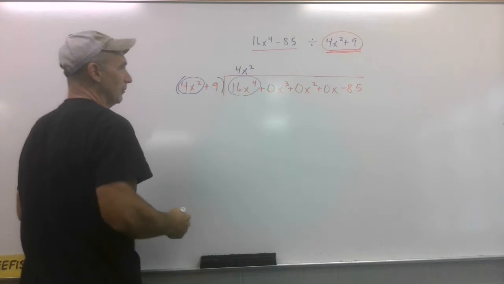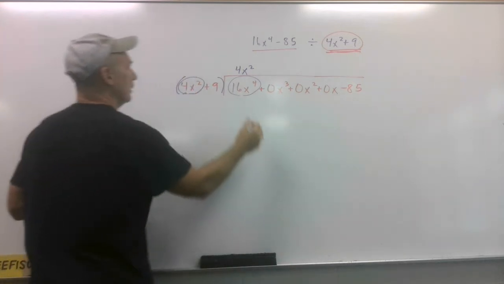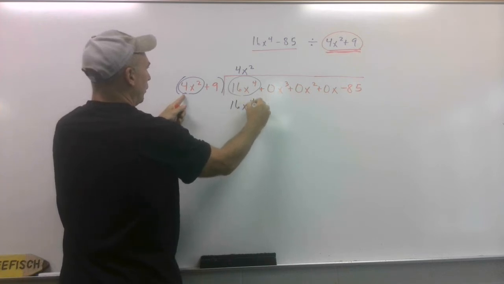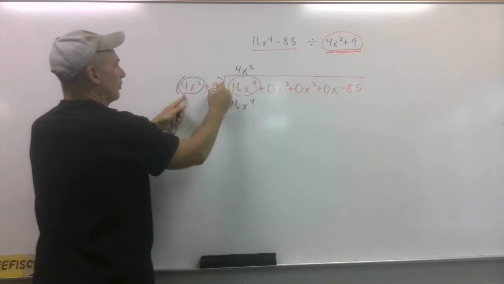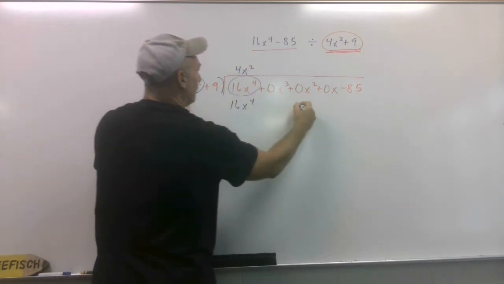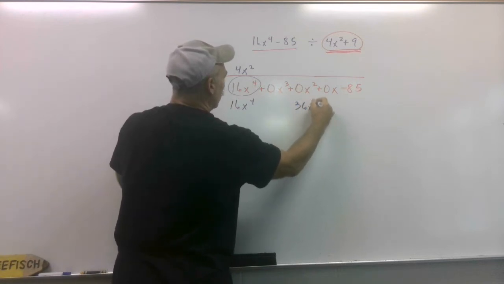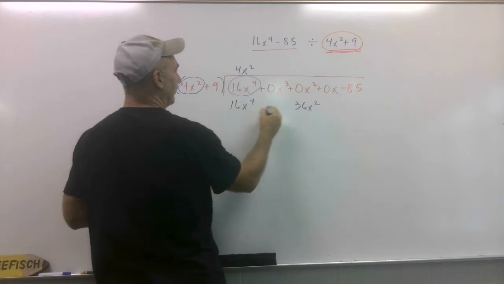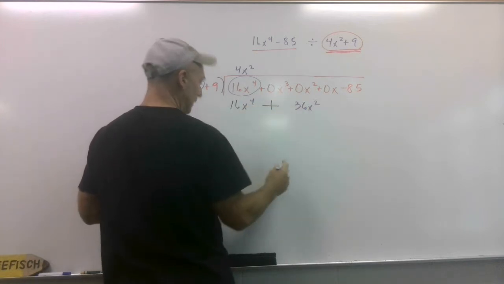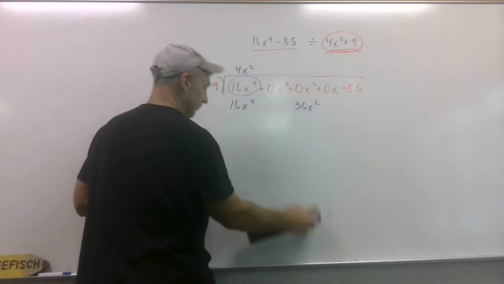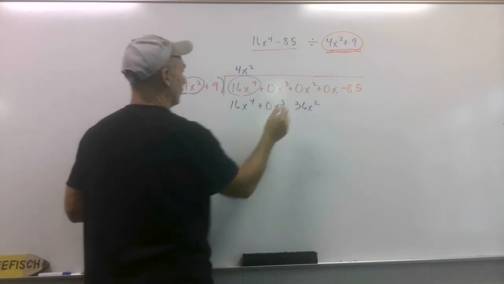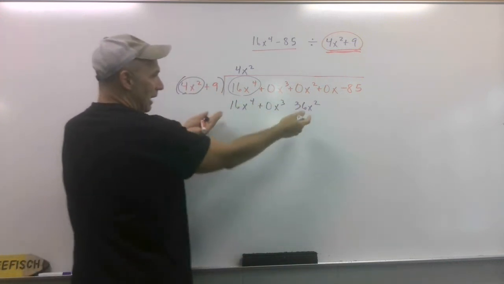I want to show you something because this gets a little wonky. Now I multiply this by this. I get 16x to the 4th. This times this is 36x squared. I want to put that underneath my x squared stuff. So it's kind of like 16x to the 4th plus, I mean, technically, it'd be plus 0x cubed because there just isn't any. Maybe that would help.